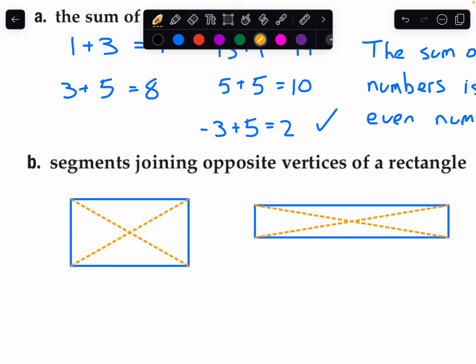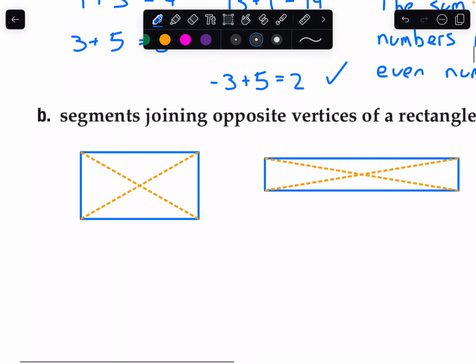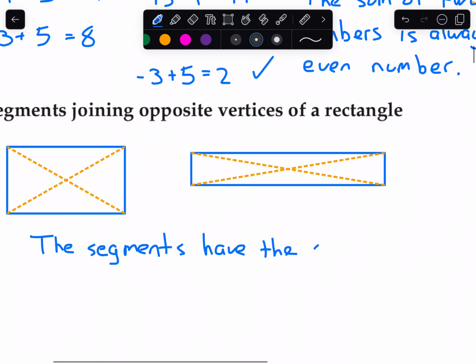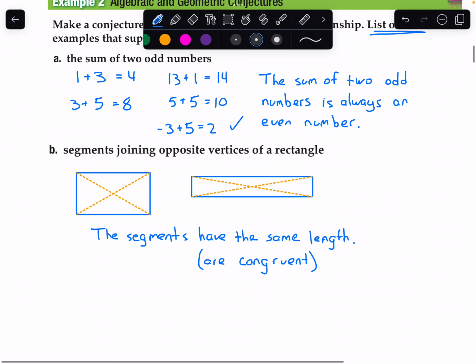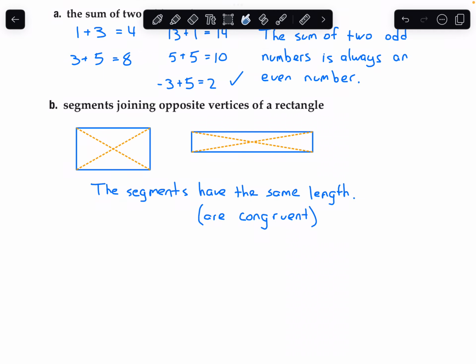So that's my conjecture. Back to solid line, please. Segments joining opposite vertices of a rectangle. The segments have the same length, or you could just say are congruent. Good. We'll prove whether that's the case or not sometime later when we get to studying the rectangles.